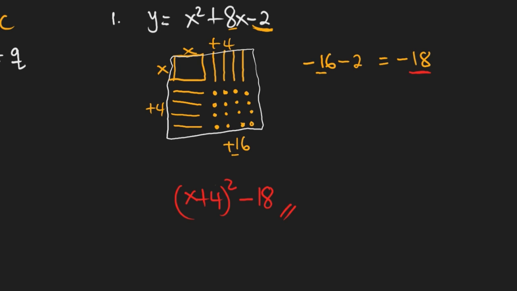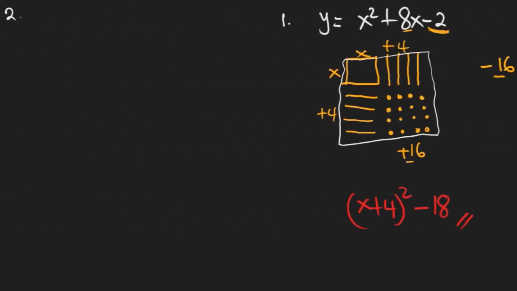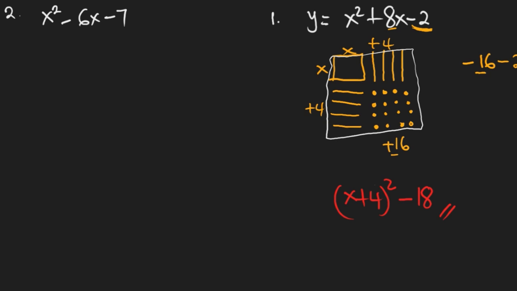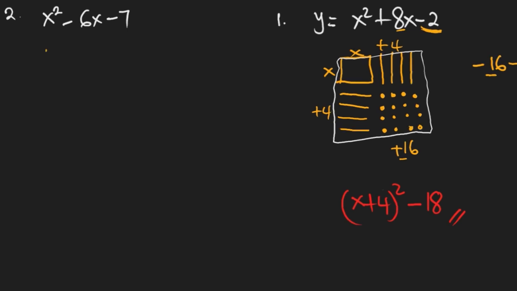Let's take another example. Example 2. If I have x squared plus 6x minus 7. Okay, let me change this to minus 6x. So you see the other differences. X squared minus 6x minus 7. So what do I do? So I can draw a square from this.